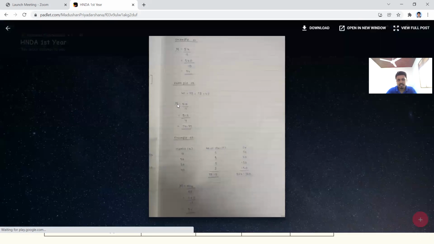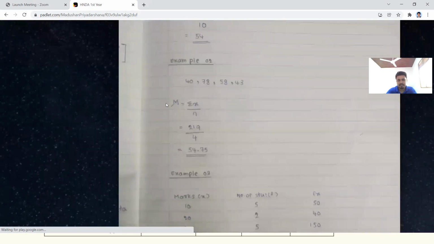So all these answers are correct except here. Since we are referring to a sample data set, we cannot use mu to denote mean. Here we have to use x bar, right? X bar.